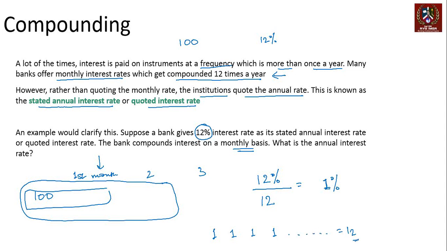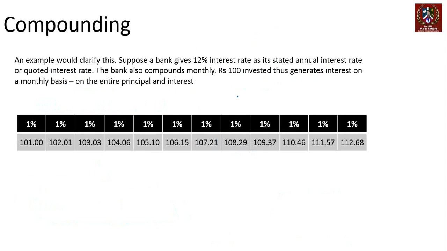But this is, remember, compound interest. So how does compounding work? Suppose the bank gives 12% as its stated annual interest rate. It compounds monthly, which means every month you will generate interest. In the first month, your 100 gets 1, so that becomes 101. In the second month, 101 generates an income of 1.01, right? In the third month, you get an income of 1.02, 1.03, 1.04, and so on and so forth.